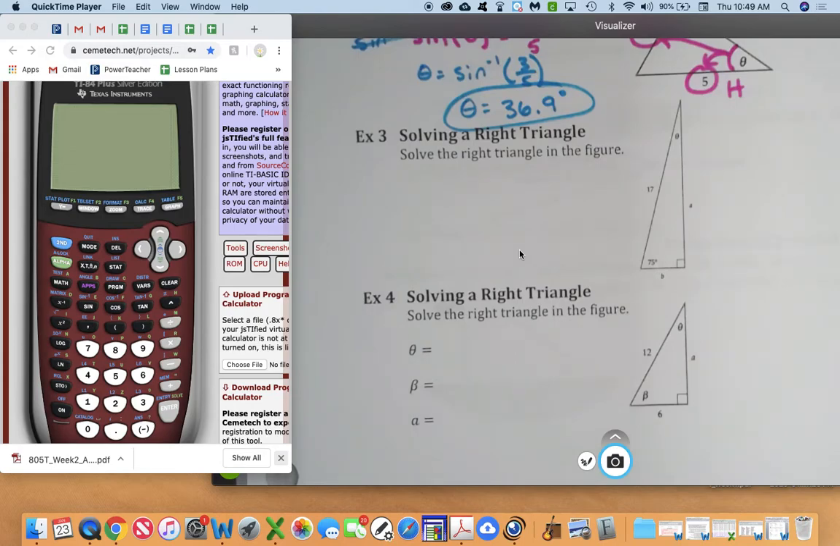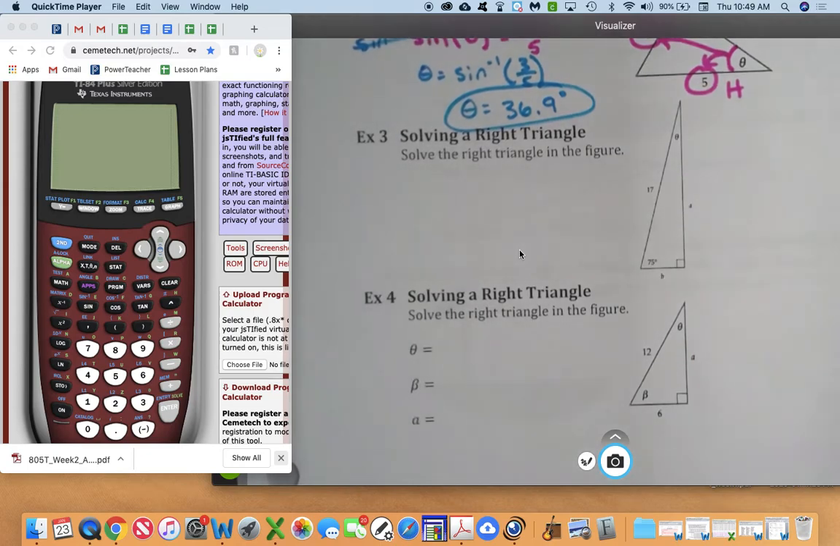Have you done this in physics? Okay. When it says solve the triangle, what am I solving for on the triangle? Theta. You are solving for everything that's not already there.